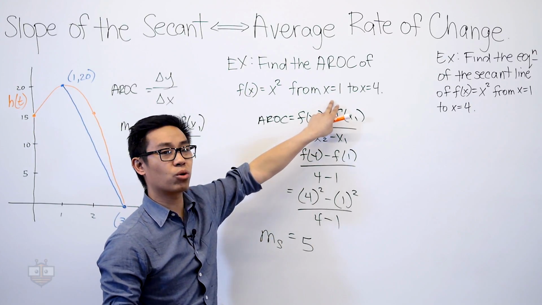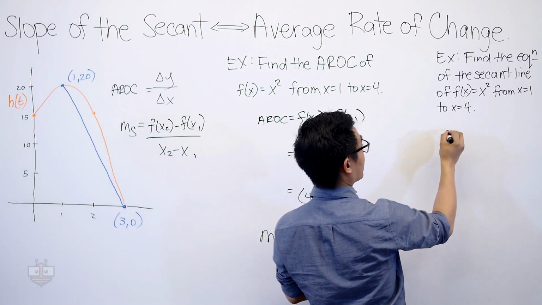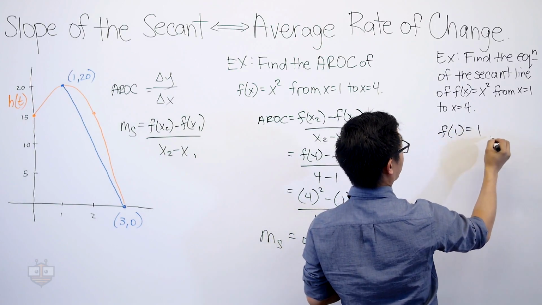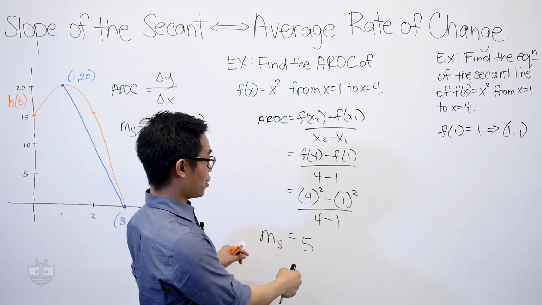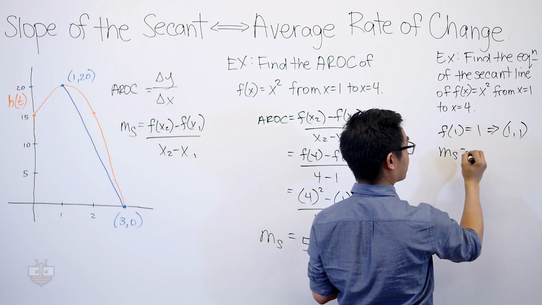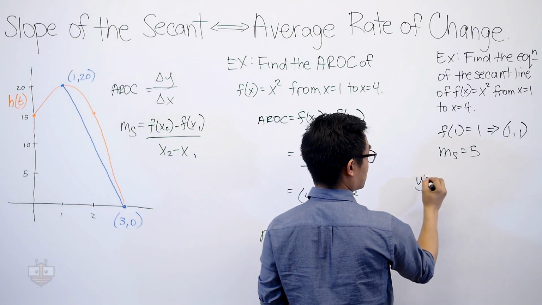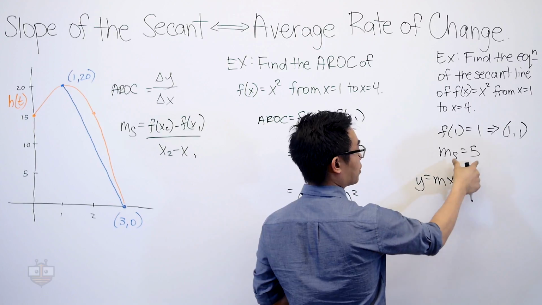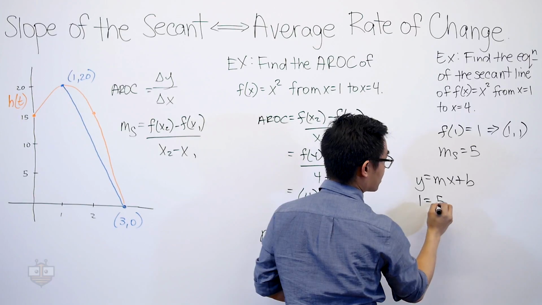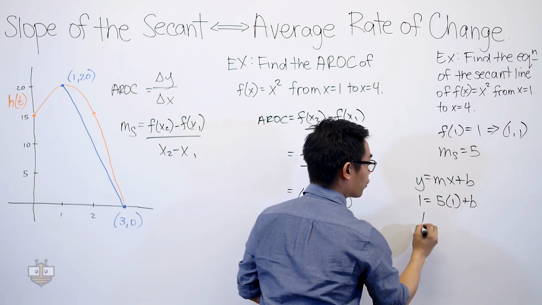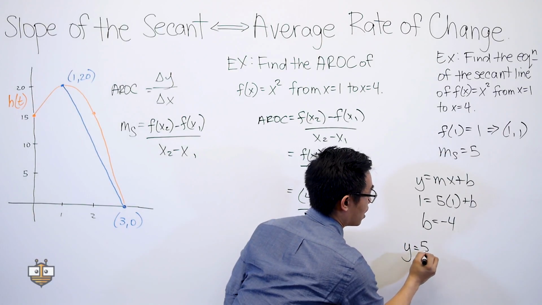So let's choose the less complicated point. Let's choose 1. When we sub 1 into here, we get 1. So that tells us that (1, 1) is on our line. Also, we know that the slope of our line is 5. So how do you find the equation of the secant line? Simply sub it into y is equal to mx plus b and solve for b. So we'll sub in our slope into here. We'll sub in our point into here. We get 1 is equal to 5 times 1 plus b. When you solve for b, you get negative 4. So the equation of our secant line is y is equal to 5x minus 4.